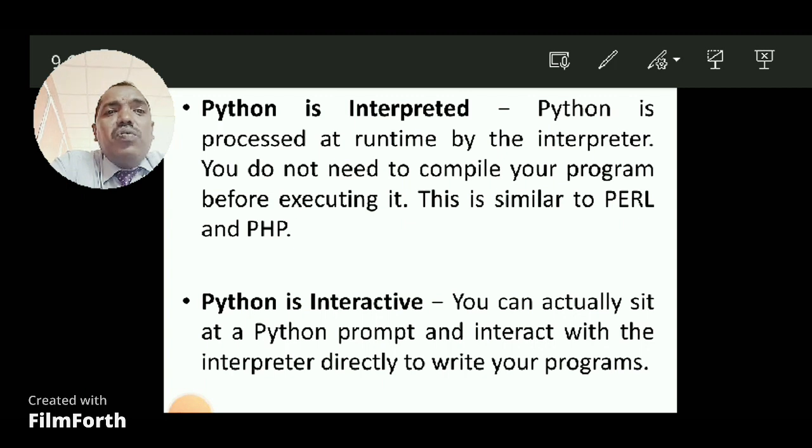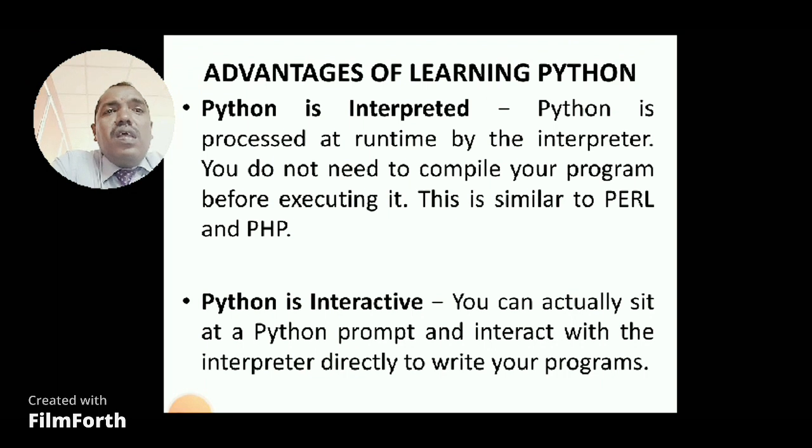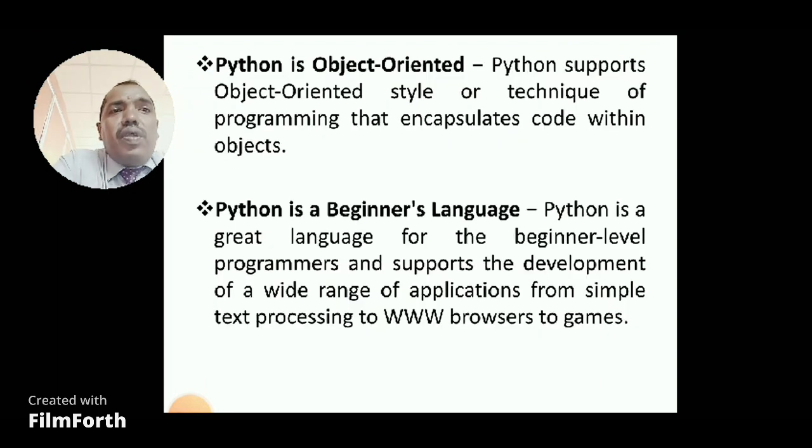Python is interactive. You can easily interact with the program through the command prompt, with the help of the user. Python is an object-oriented programming language. In Python, everything can be written within a class, so we call it an object-oriented programming language. Python is a beginner language, a great language for beginner-level programmers, supporting all real-time applications and also game development.